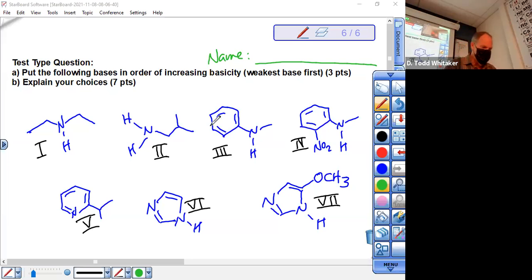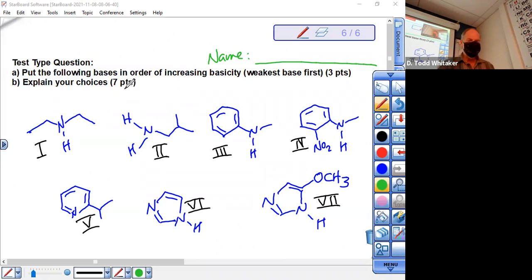All right, everybody, we are going to do an amine basicity exam type problem. We are charged with the task of putting the following bases in order of increasing basicity, the weakest base first, so keep that in mind. We're going to explain our choices. And regardless of what old tests said, I am going to make this now a 10-point test question: 3 points for the order and 7 points for the explanation. I believe this is a little higher than you'll see on practice exams.